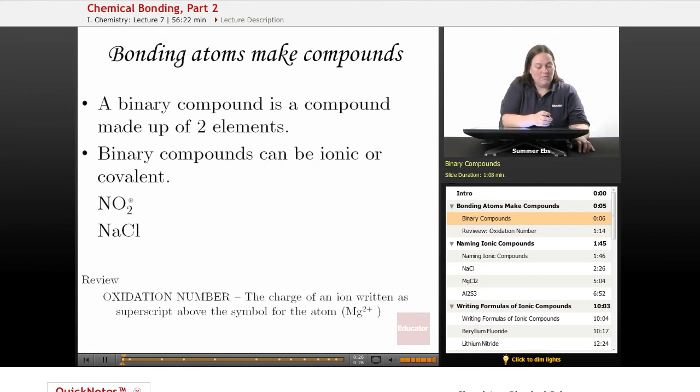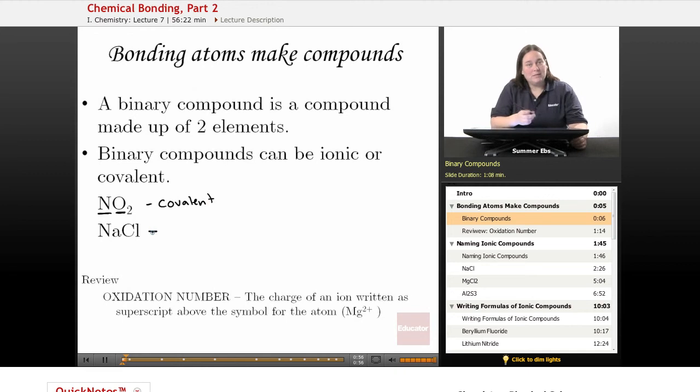So if you take a look here, we have NO2 made up of nitrogen and oxygen. Like I said, it could be more than one atom. Right here we have two oxygen atoms and one nitrogen atom, but we only have two elements, which makes it a binary compound. N is nitrogen, O is oxygen. N and O are both nonmetals. So this is actually a covalent bond we made there. And this is a covalent binary compound.